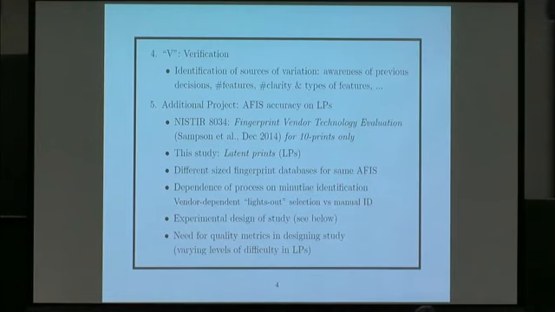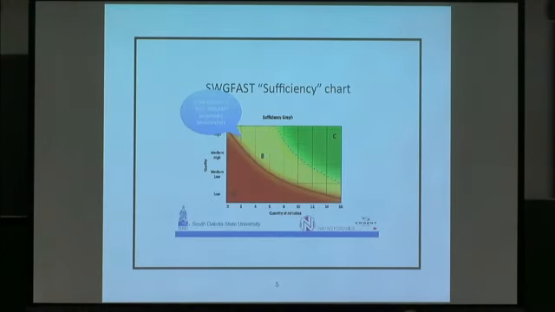NIST has a NIST IR where they looked at quality metrics for 10-print exemplars. This one's going to be for latent prints, we hope. However, just recently, within the past month or so, they did develop this NFIQ score for latents.